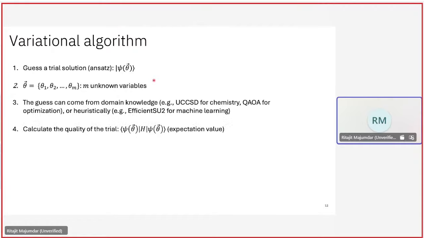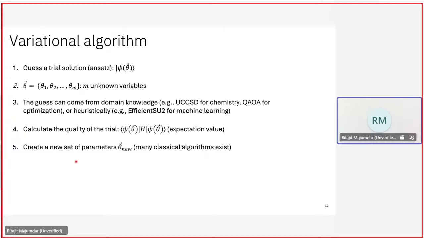And then we go ahead and calculate the expectation value of this trial. So the expectation value you can think of as the feedback from the host. Do you like it better than last time, or is it worse than last time? So that particular feedback is the expectation value here. And once you get the expectation value, you create a new set of parameters. And for this, many classical algorithms exist. How do you create a new set of parameters?